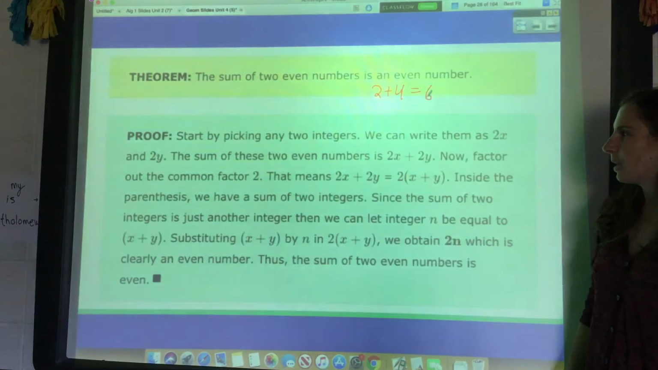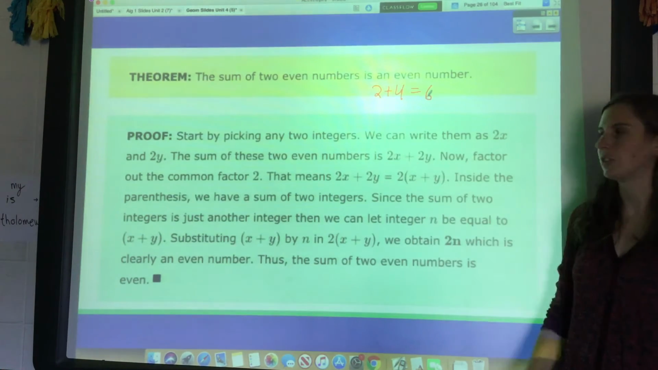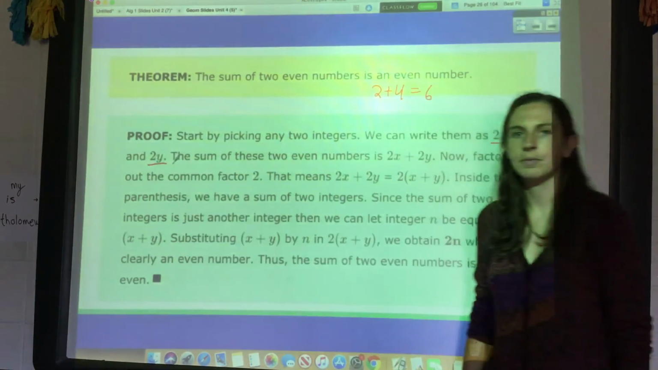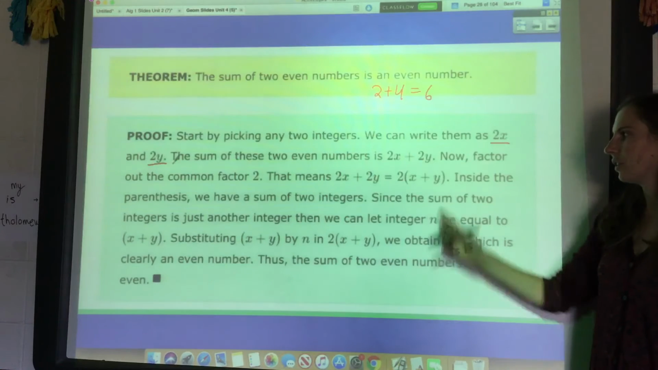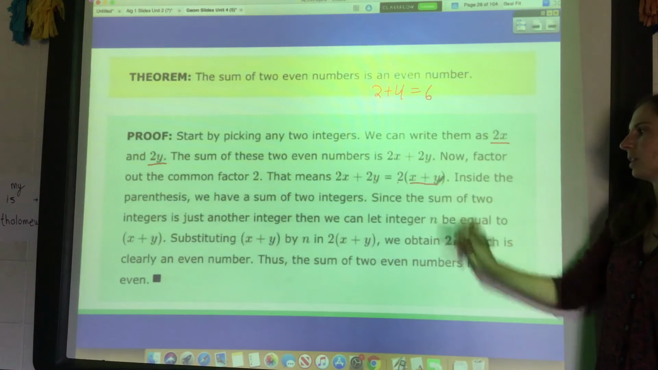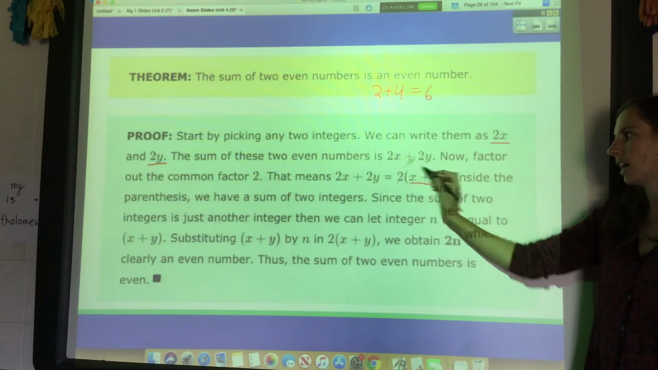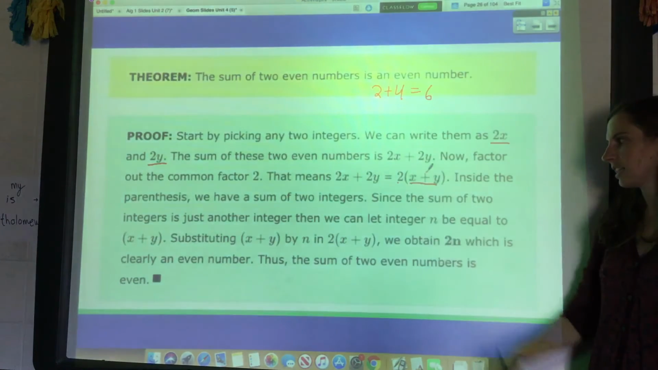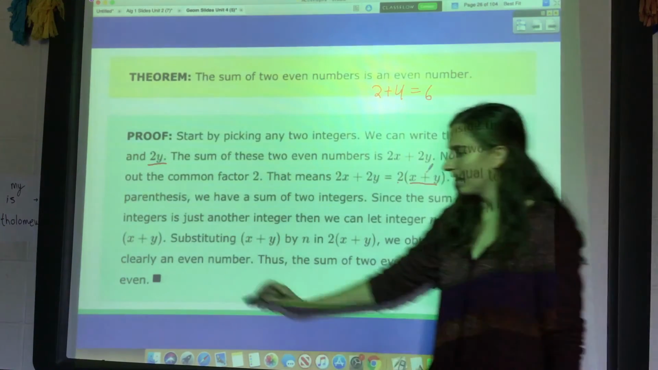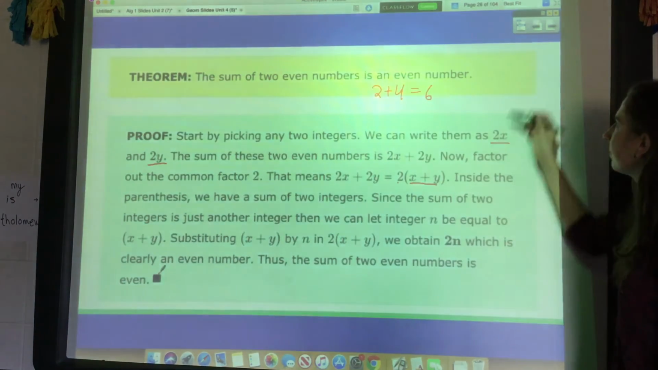The proof here is basically, if you have two even integers, they have to be multiples of 2. So they're going to make it 2x and 2y. If you add them up and then factor out the 2, you get 2 times x plus y. This is also an even number because it's 2 times a number, so we know that it's even. That's pretty much the proof. And like I said before, put a little square at the end to say, I'm done. That's the end of the proof.